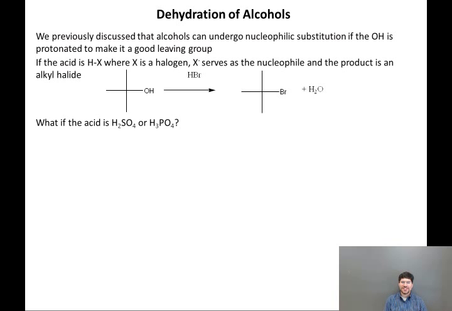Well, I think it's instructive at this point to look at the structures of these acids so you could understand a little bit about how they're going to react. So H2SO4 has 2 sulfur-oxygen double bonds and 2 OHs, and H3PO4 has 1 phosphorus-oxygen double bond and 3 OHs.